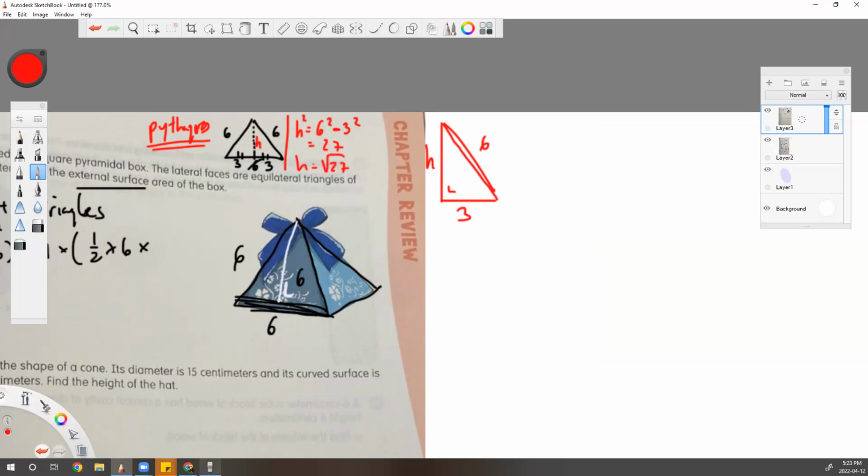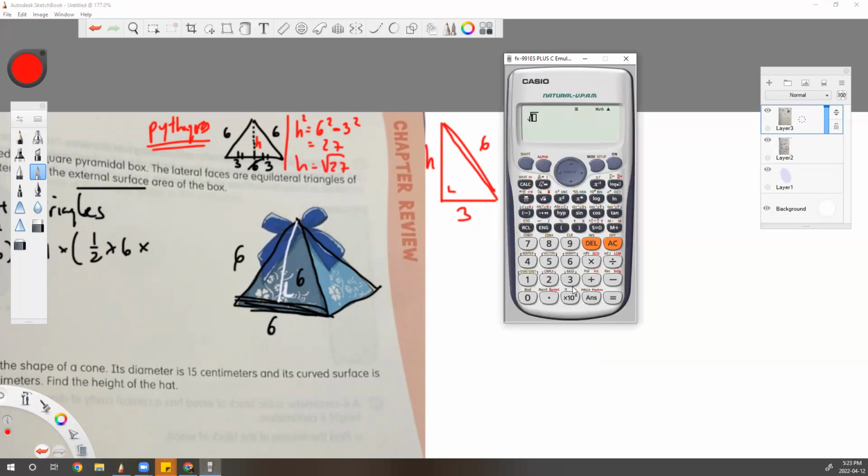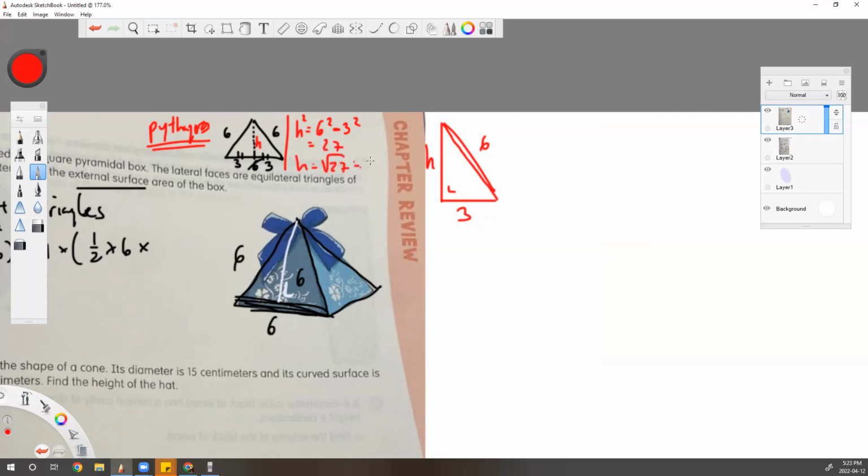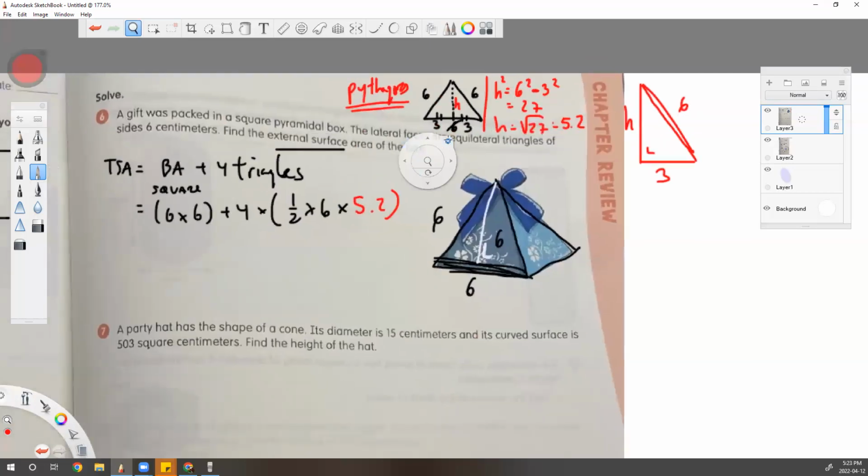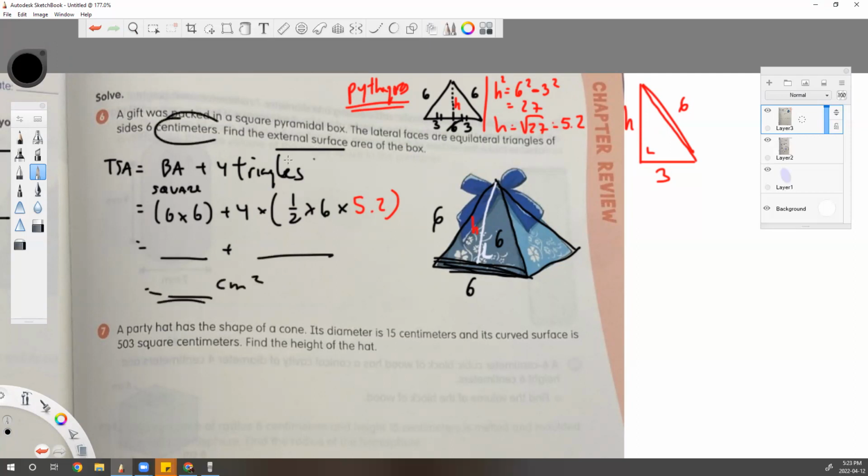Okay. So the square root of 27 is 3 square root 3, or this is 5.2, right? I just make the simple working. So 5.2, just put that. Because we are finding this height, you may calculate it by yourself. It's simple. Something plus something equals something centimeter square, because the unit is in centimeter, and area is always square.